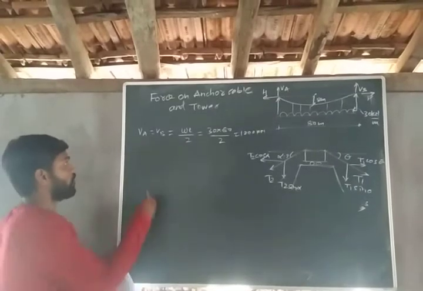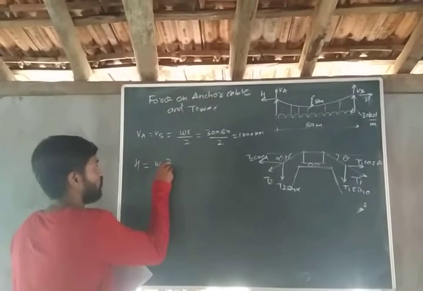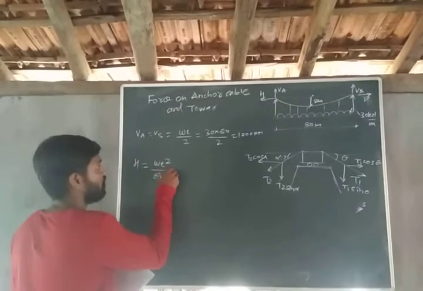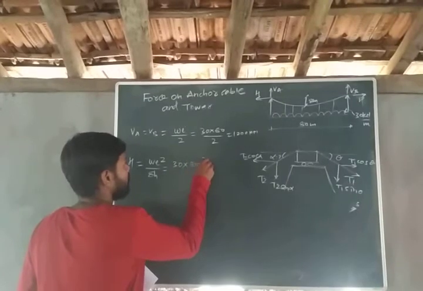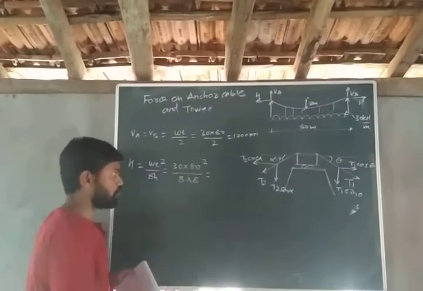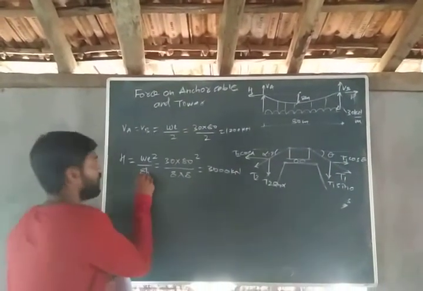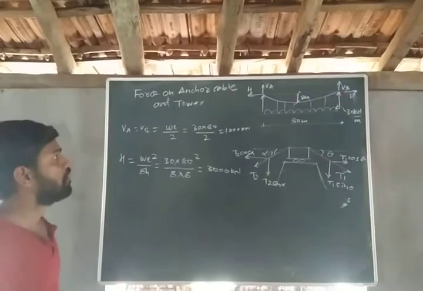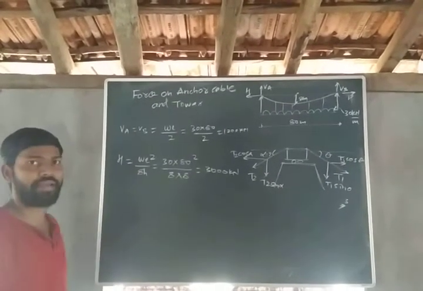Then we will calculate the horizontal thrust H, equal to WL square divided by 8H. So W is 30, L is 80 square, divided by 8 into 8. So it comes to 3000 kilonewton. This formula we have already derived in the last lecture. If the UDL is there, horizontal thrust can be calculated as WL square divided by 8H.